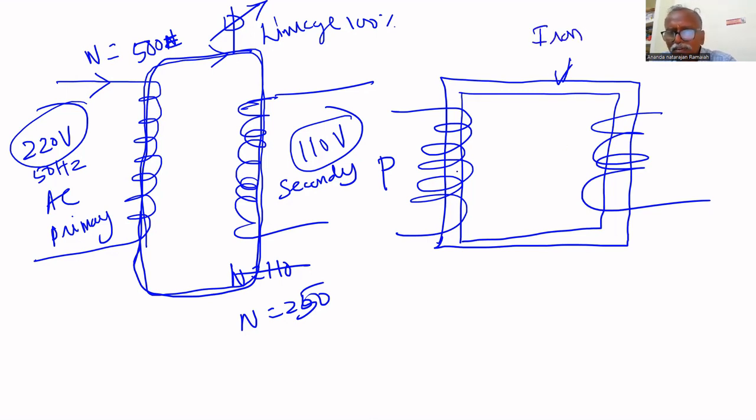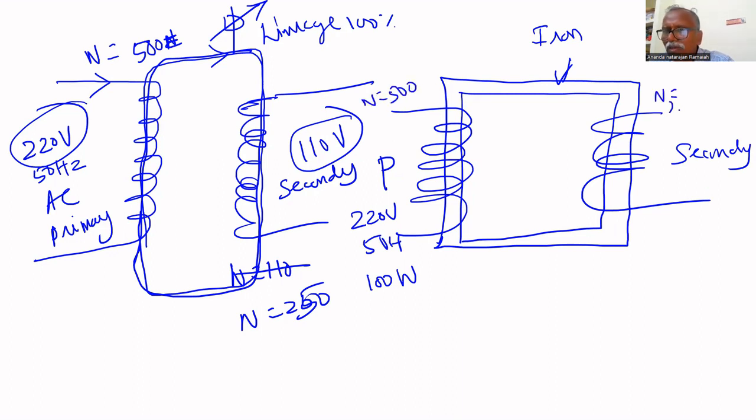Here there is no physical connection between these two wires. Only through flux is it linked to the secondary. In the primary we are connecting 220 volt at 50 hertz. Let us assume that we are giving 100 watts. Here N1 equal to 500, N2 equal to 250 turns.